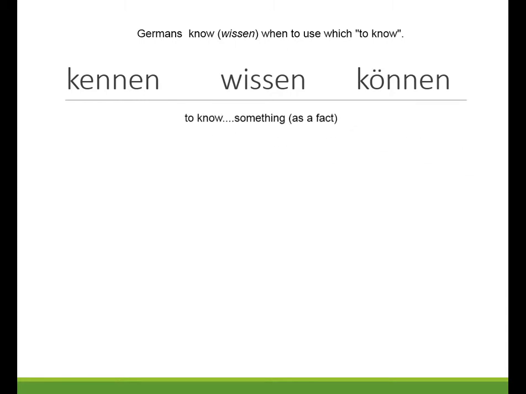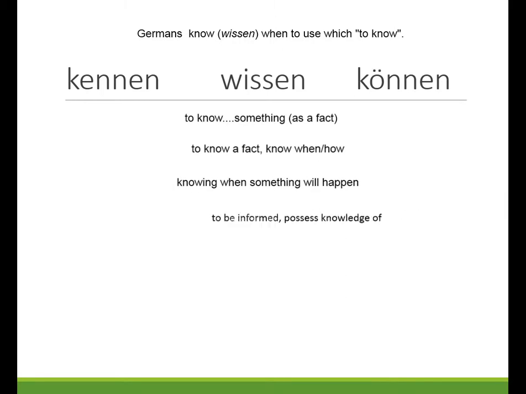It's when you're knowing something as a fact. You need to know when or how something, like knowing when something will happen. When you possess knowledge, so there's that wisdom memory trick. In fact, go ahead and write wise equals wisdom somewhere in your notes under this column, so you'll remember that. Wise equals wisdom.